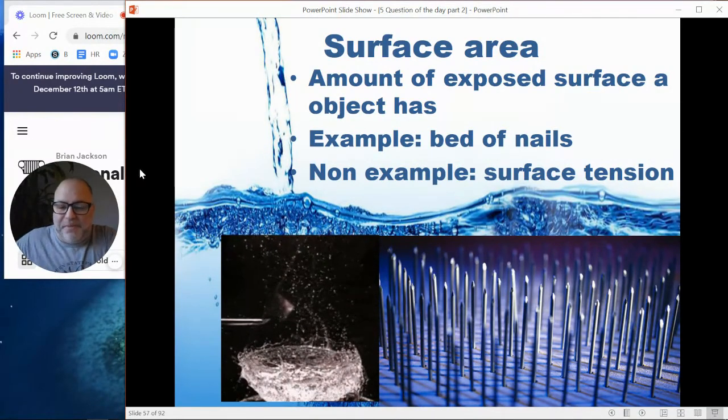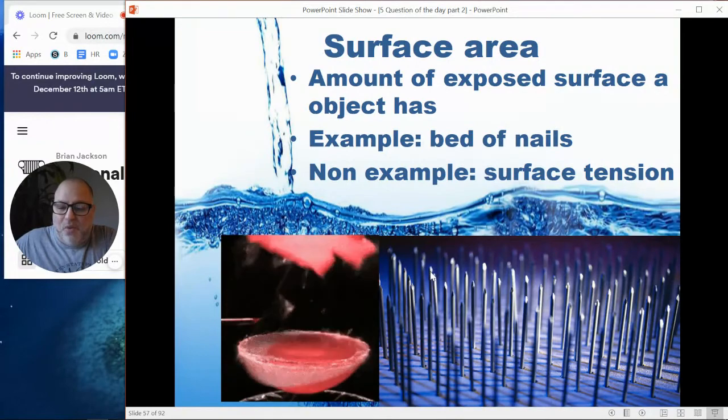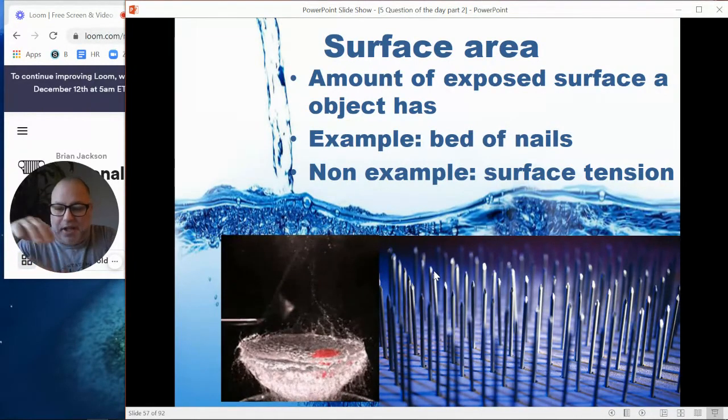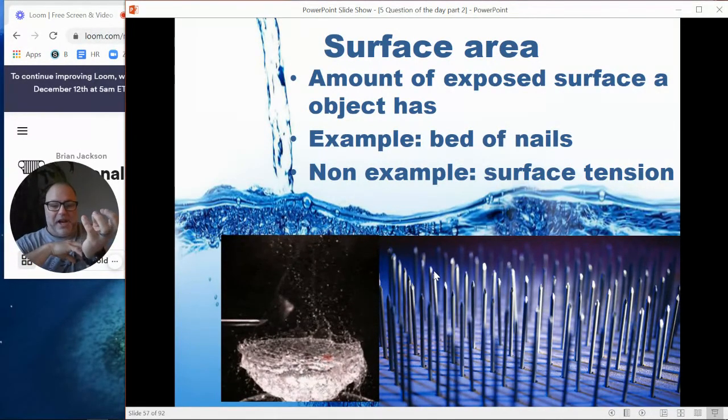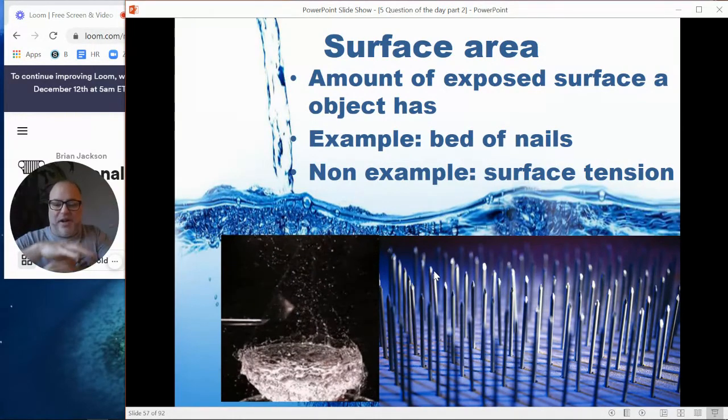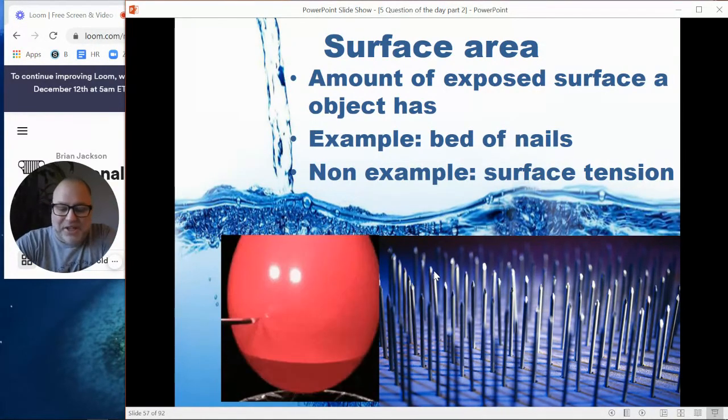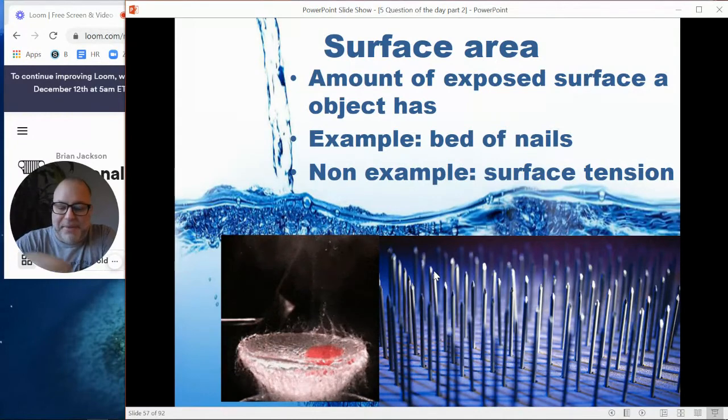Or a bed of nails could be another example, right? If you lay down on one nail, well, that's going to hurt a lot, right? But if you've got a whole bed of nails, a whole bunch of nails that you lay down on, well, that increases the surface area, and so it's not nearly as bad because of that.